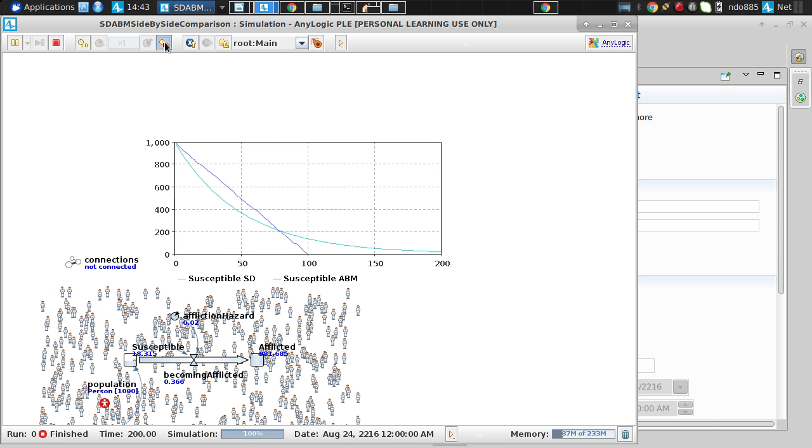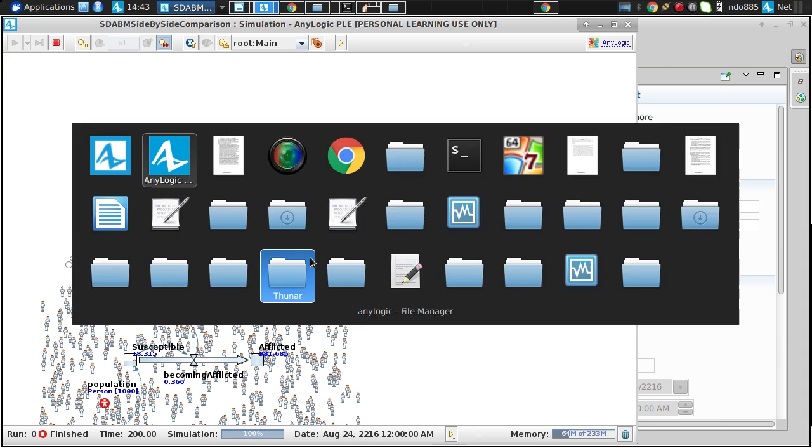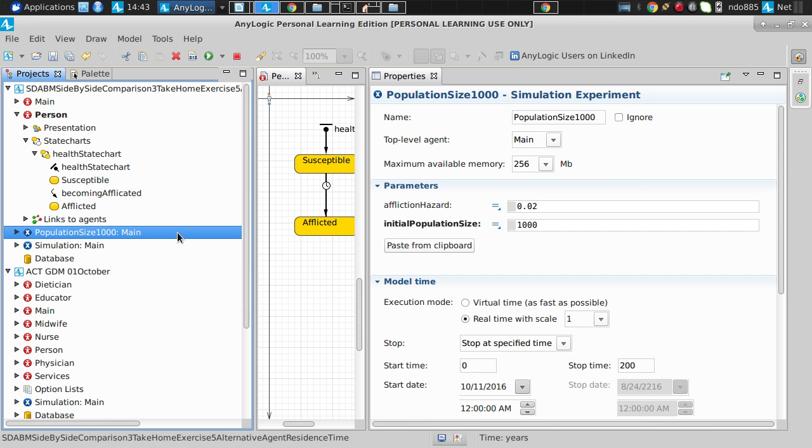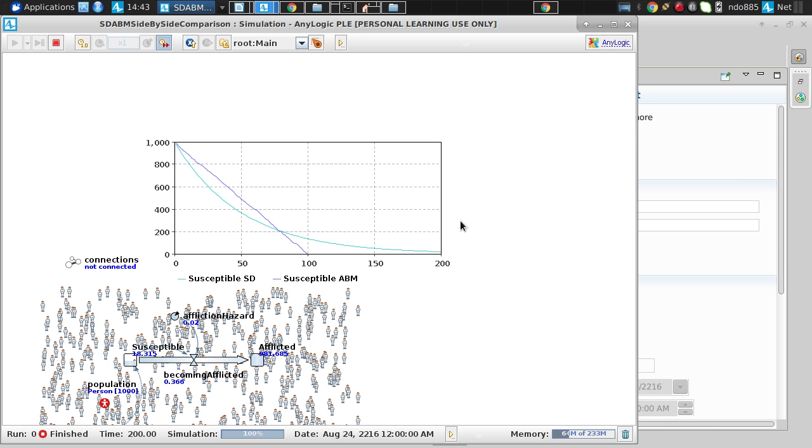Straight line. Yeah, essentially a straight line. Almost exactly a straight line. So what's going on there? Why? Essentially everyone gets afflicted by time 100. And if we look at what the affliction hazard is, it's 0.02. Can anyone connect those 2 points?